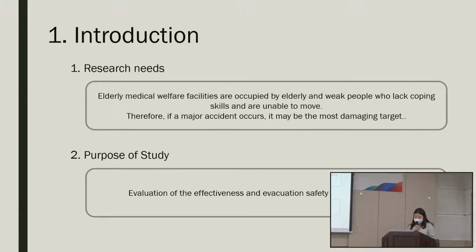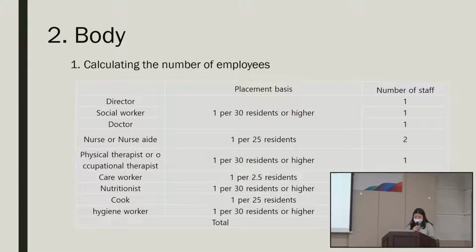If a major accident occurs, it can cause the biggest damage. Thus, the study aims to evaluate the efficiency of floor placement and evacuation safety by analyzing the result of placing residents and staff on each floor using a test finder. Assuming there are 48 residents, there are multiple staff: one director, one social worker, one doctor, two nurses or nurse aides, care workers, and two cooks. The calculation basis is displayed on the screen.